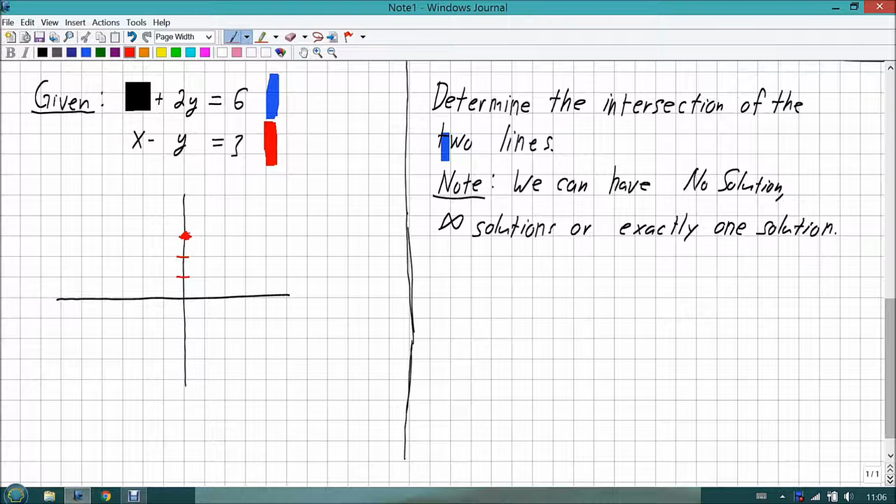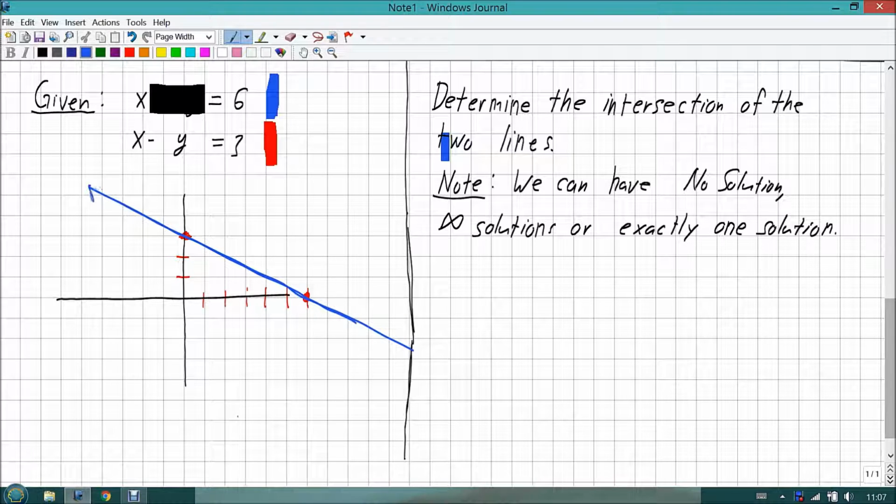Remember, this is the cover-up method. Then I cover up the other term, and I have x = 6. So I go to 6 on the x-axis, 1, 2, 3, 4, 5, 6, and make another dot. Those are my 2 points for that line. Oh, oops, that was supposed to be blue. My bad. Once again, I'm using a straight edge to assist me in drawing these straight lines, because I can't draw straight lines. So there's my first one.